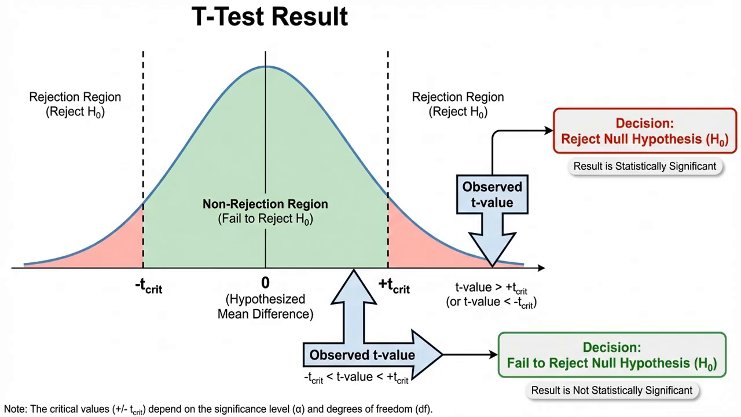Now, here's the crucial part. If our calculated t-value falls outside the range defined by the critical values, which is either above 1.984 or below negative 1.984, we reject the null hypothesis. In other words, we conclude that the difference between the means of the two groups is statistically significant. If our t-value falls within this range, we fail to reject the null hypothesis, meaning there isn't enough evidence to say that the means are different.